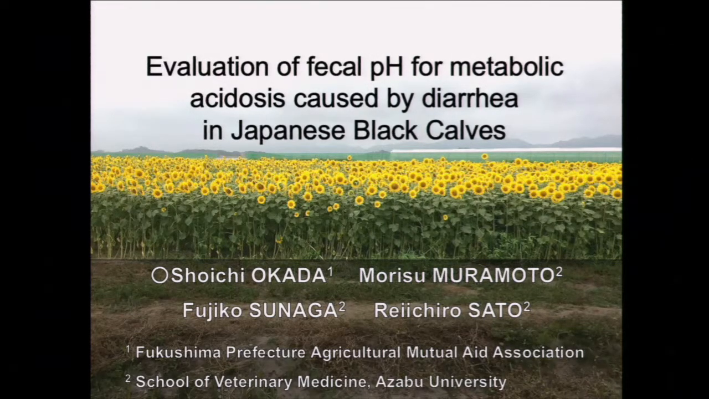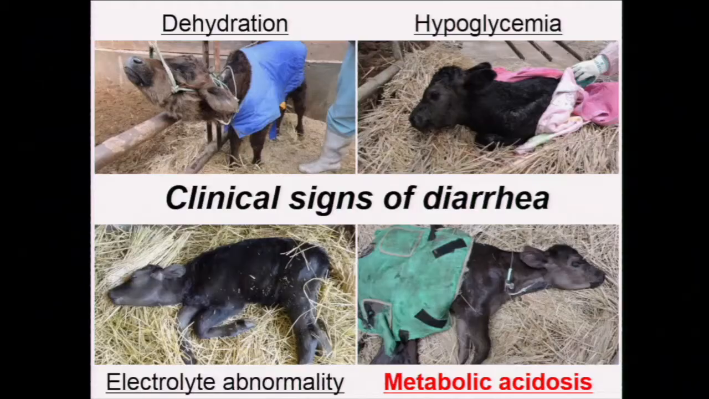My presentation will focus on fecal pH testing as a method to diagnose metabolic acidosis, which may be very useful for many veterinarians working in the field to treat diarrhea. I will begin with an introduction to the topic with a brief review of diarrhea.